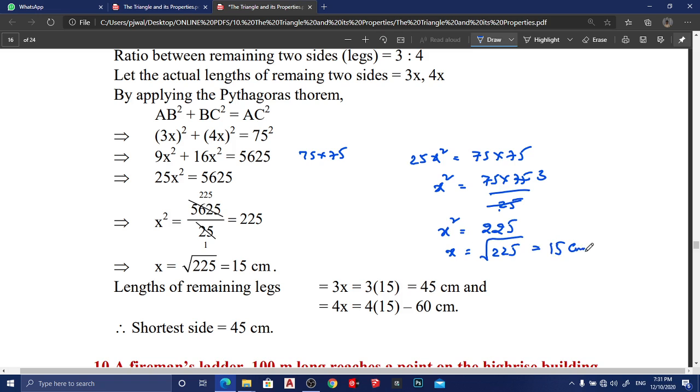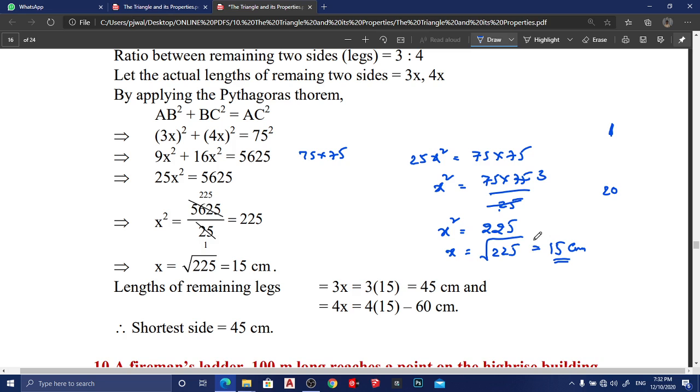So 15 centimeters. Okay. To solve this type of problems, you have to remember the squares of the numbers 1 to 20. That's easy to solve this type of problem. By just seeing this number, you can find out that the square root of this 225 is 15.